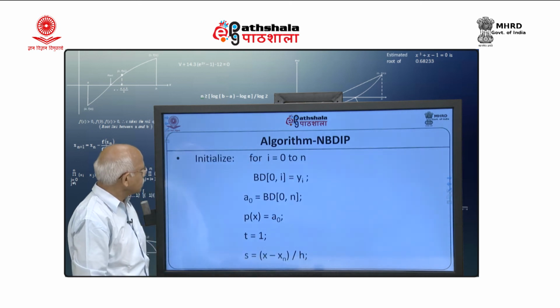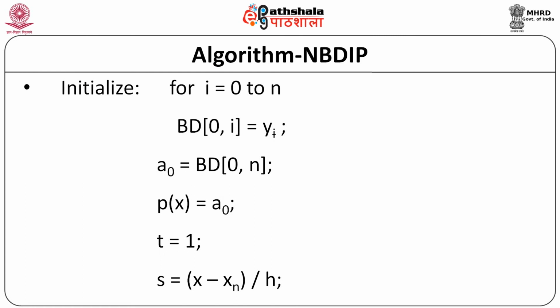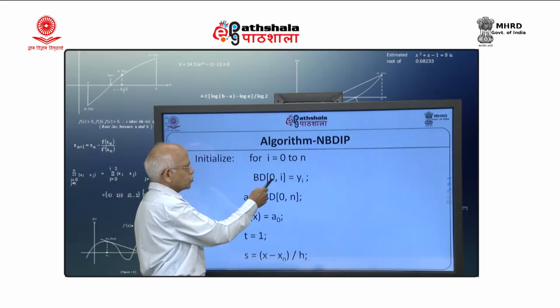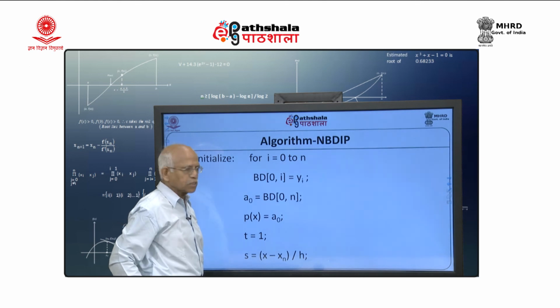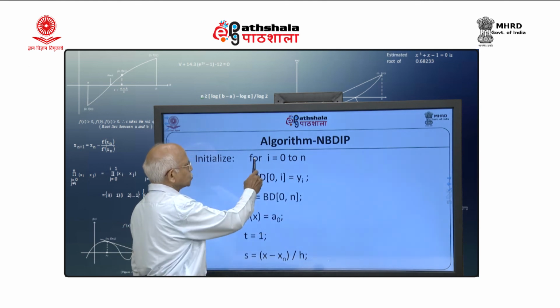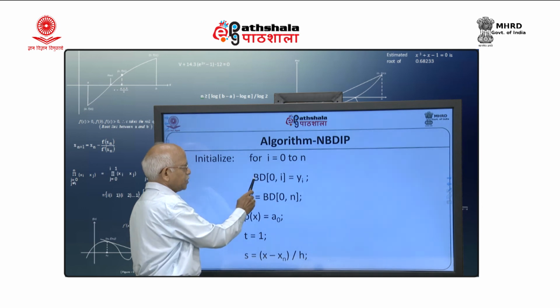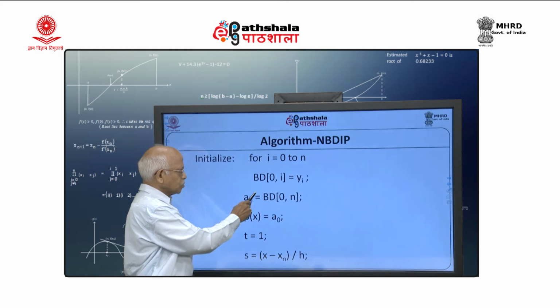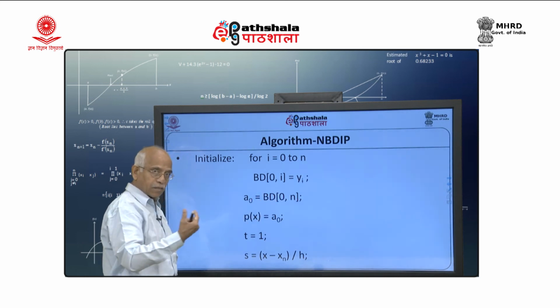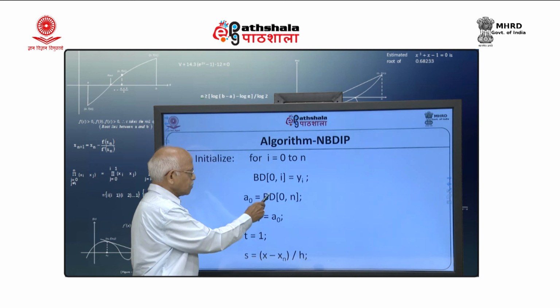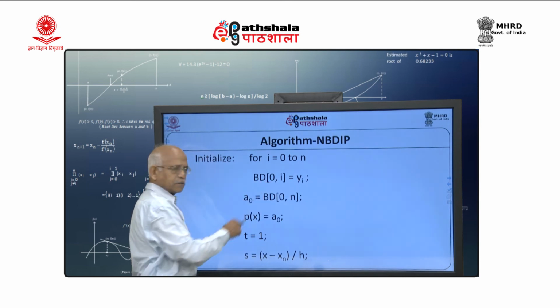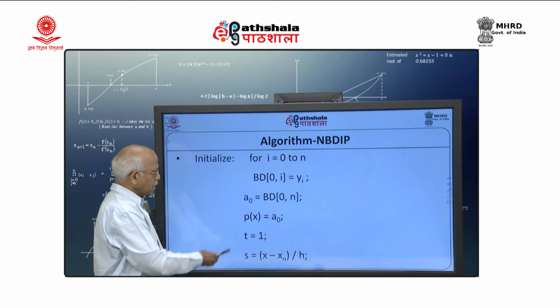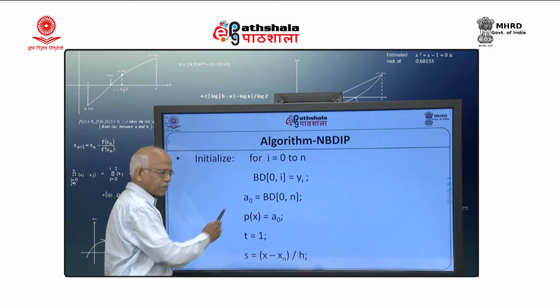All right. So, now we will try to write down the algorithm. Again we will initialize, just as we have done in the earlier case. I am writing here, first we are computing 0th differences. 0th differences are nothing but the values of y i's. So, for i equal to 0 to n, b d 0 i will be equal to y i. a 0 will be equal to b d 0 n, because I am taking the last node actually. So, the 0th order difference at the nth node, that is b d 0 n, and p x will be initialized by a 0 first.